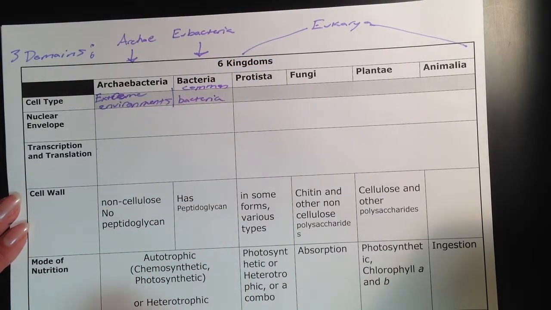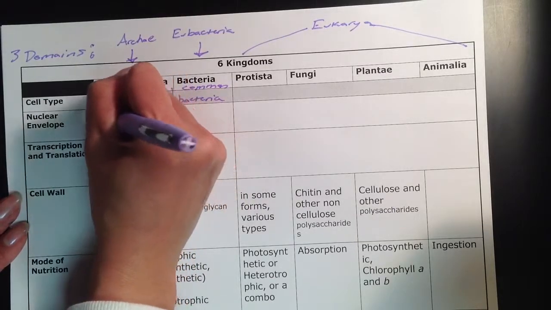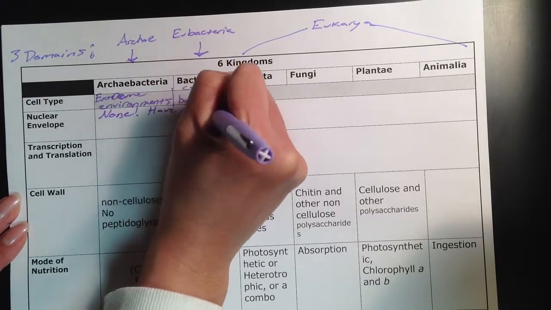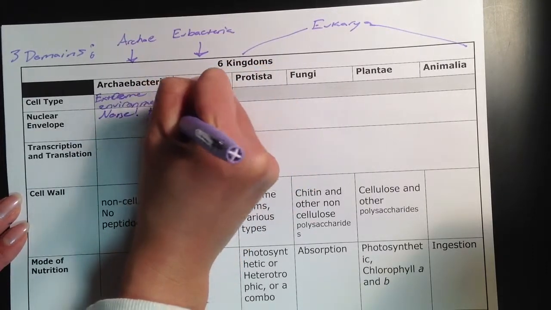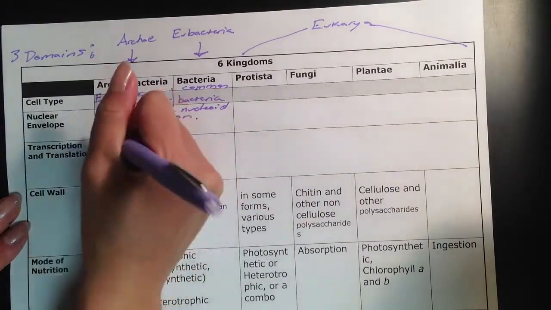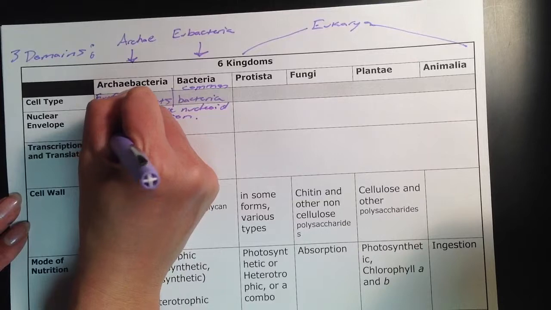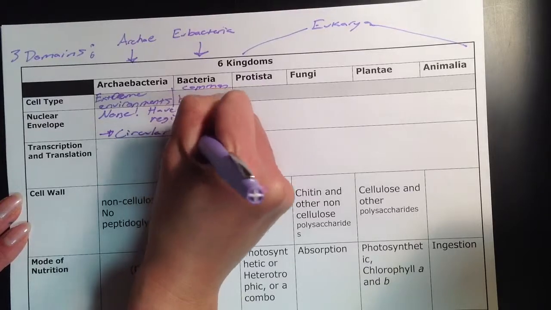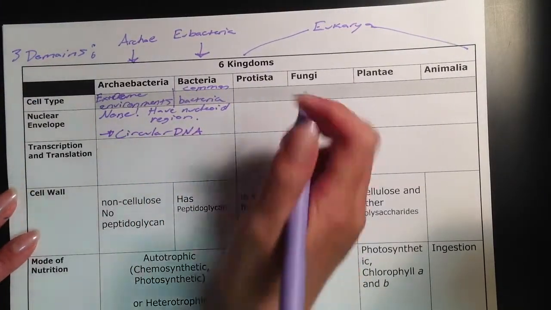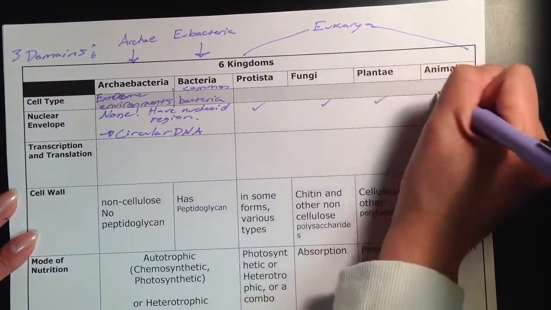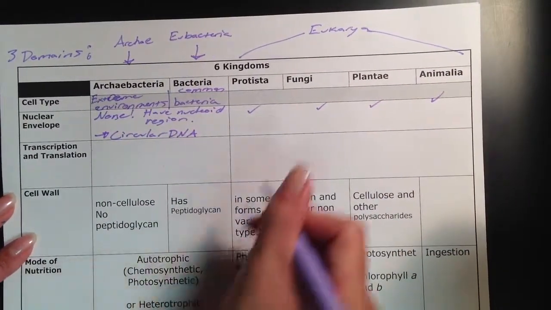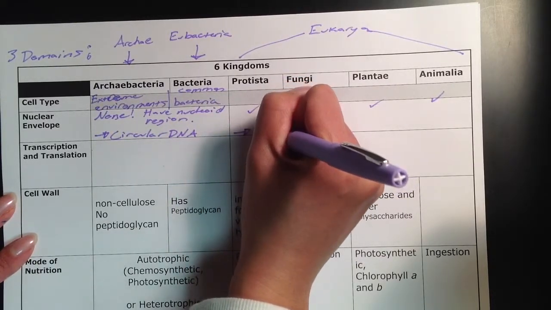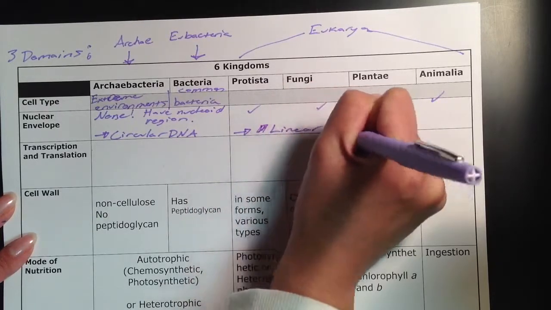As far as having a nuclear envelope, both of these do not have a nuclear envelope. However, they have what's known as a nucleoid region. Additionally, in that region, not inside of, you actually have circular DNA. In our eukarya, we actually have a nuclear envelope in all of them, a nucleus, because they are all eukaryotic, okay? They're also going to have what's known as linear DNA.